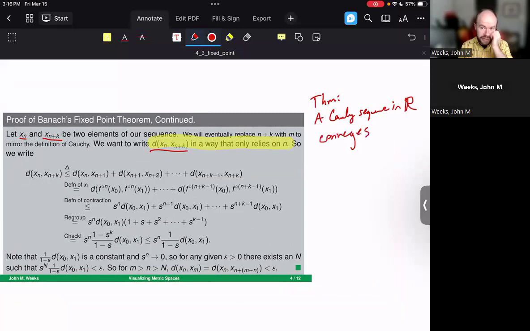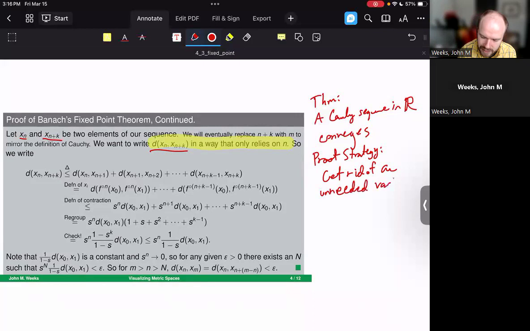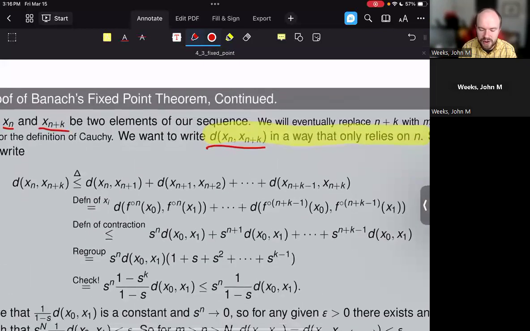That notion of a Cauchy sequence in R converging is essentially saying, okay, how can I get it so that I don't have to worry about this x of m anymore, right? And how can I worry instead about some particular limit in which these two things are approaching? So this proof strategy is to get rid of an unneeded variable. And that's exactly what we're going to try and do here. We're going to see if we can get rid of this variable of k.